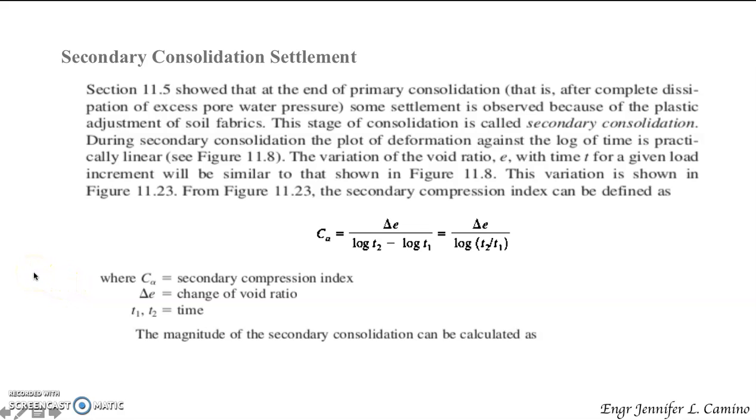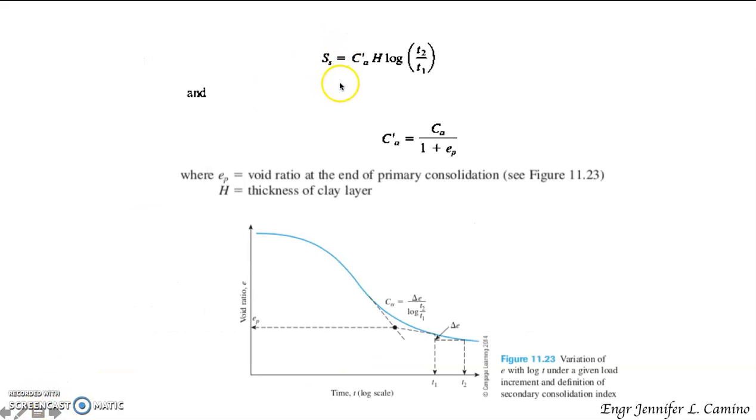Okay, as we continue, the magnitude of the secondary consolidation can be calculated as follows. We have here the formula to compute for the secondary settlement, for the settlement for secondary consolidation. So basically, you have this equation, and this C sub alpha prime is equal to C sub alpha all over 1 plus e sub p. Take note that e sub p is the void ratio at the end of primary consolidation. And of course, H is the thickness of the clay layer.